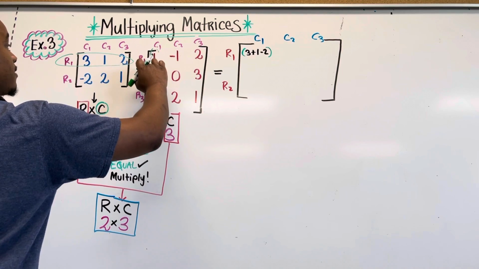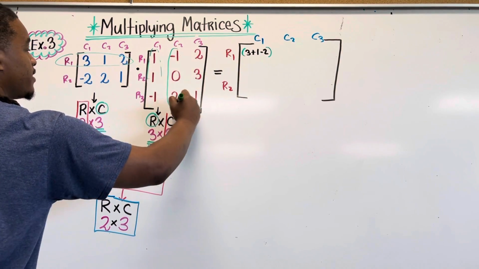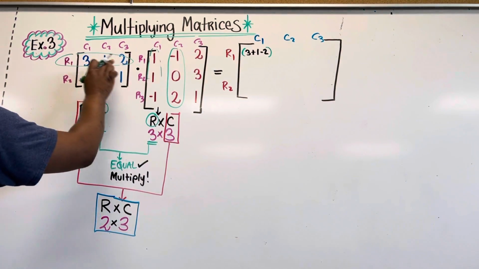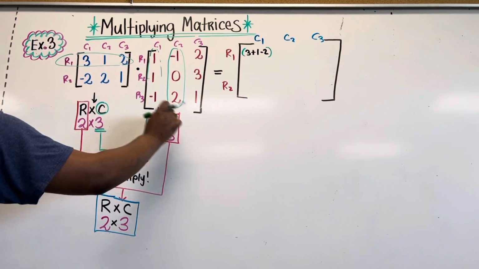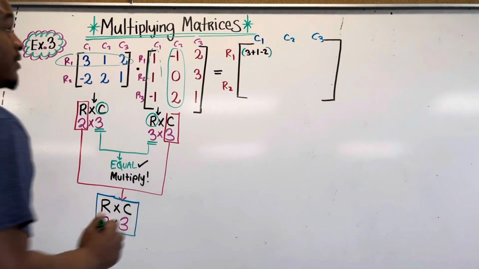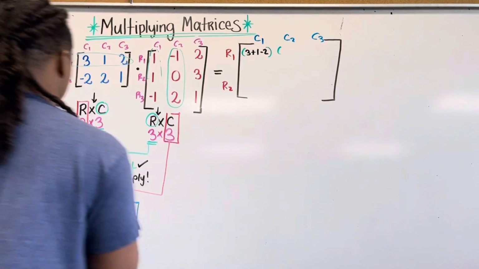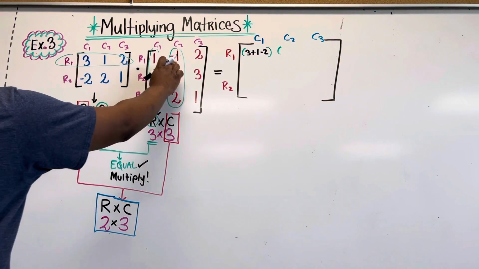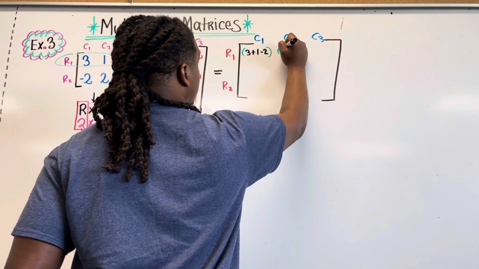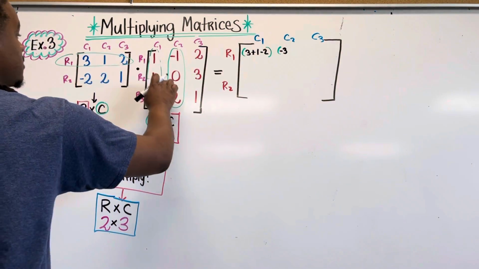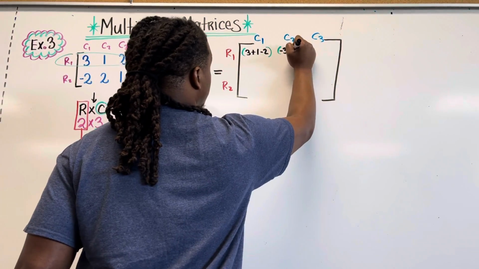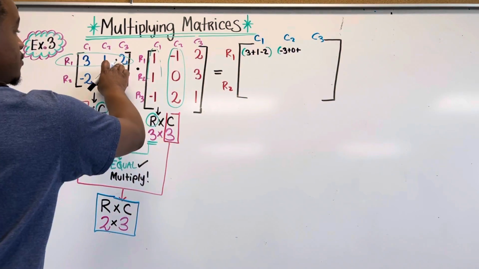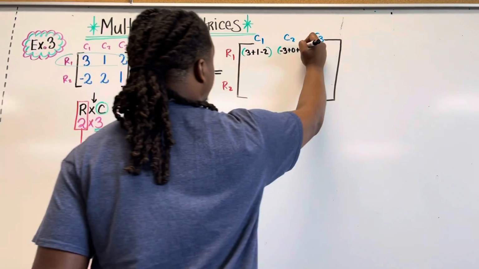Now I'm going to move to column 2. This is column 2 right here. The same row of the first matrix, and I'm going to multiply it by column 2 of the second matrix. I have 3 times negative 1, which is negative 3. I have 1 times 0, which is 0. And I have 2 times 2, which is 4.